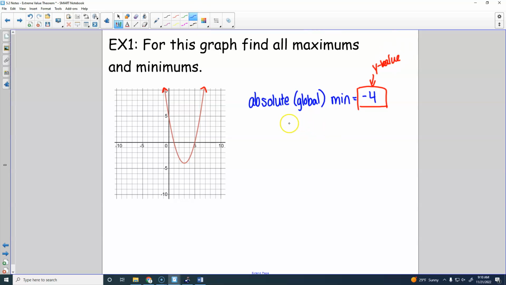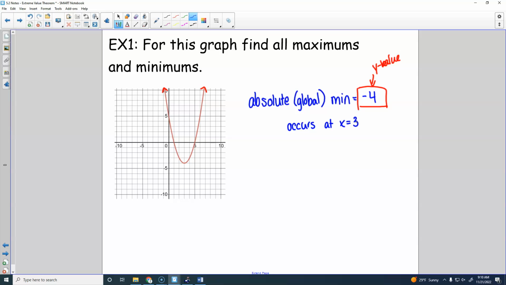A lot of times you will want to say that it occurs at x equals 3. In fact, sometimes they'll only ask you for the x coordinate where it occurs. They won't ask you for the actual minimum. But it occurs at x equals 3. But that minimum is the y value.